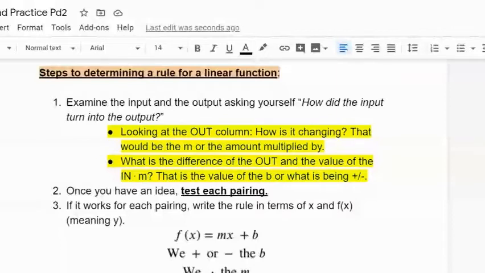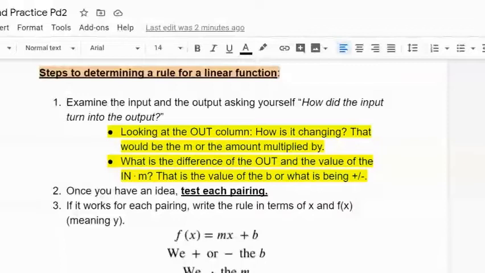Looking at number one, this really doesn't change. Examine the input and the output. Ask yourself, how did the input turn into the output? Now these two steps do change. We're going to look at the out column, that up and down column with all the out numbers, and look to see how it is changing. That is actually a representation of the rate of change.